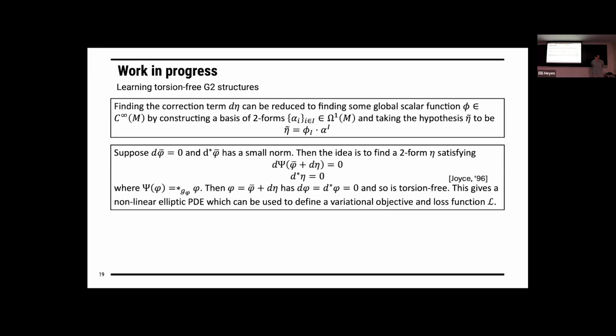And then I don't want to go into too much detail about the derivation behind the PDE. If you want to look at all the details, it's in Joyce's original paper. But essentially, this is the system which gives us our nonlinear elliptic PDE, and then we can use this to phrase our problem as a variational objective and then define some loss function which we want to minimize.